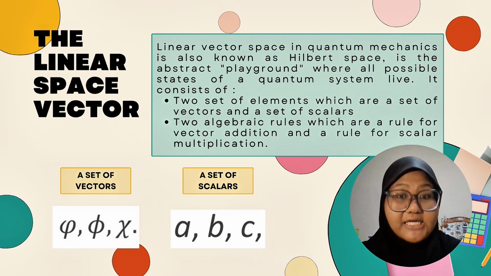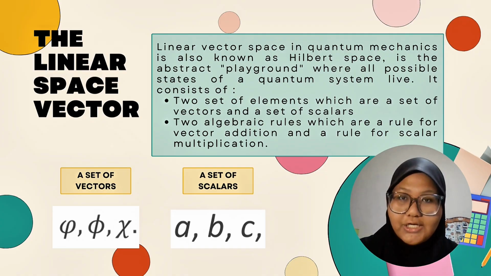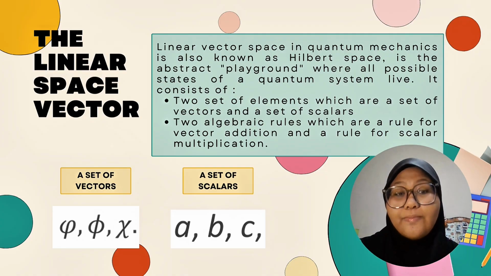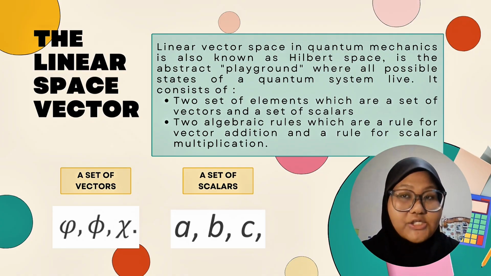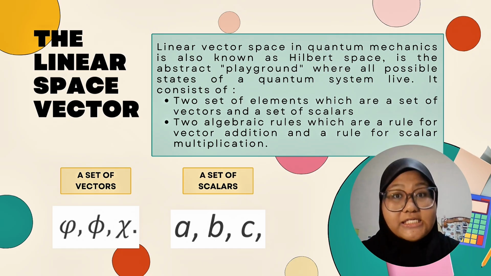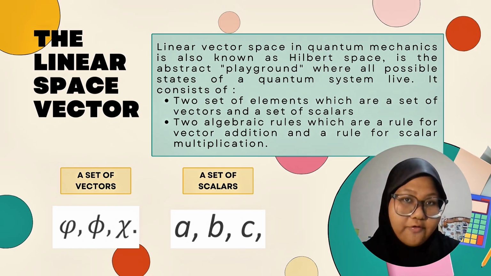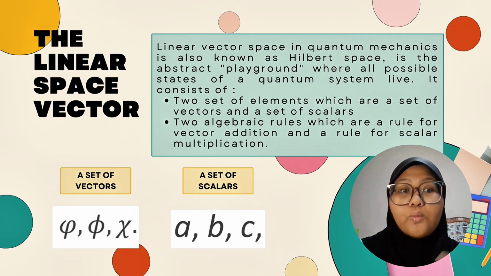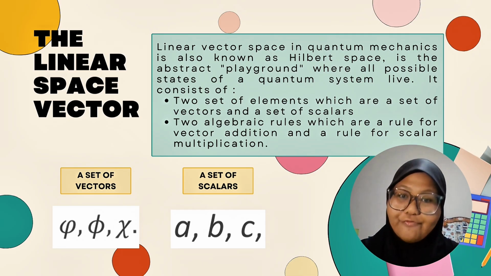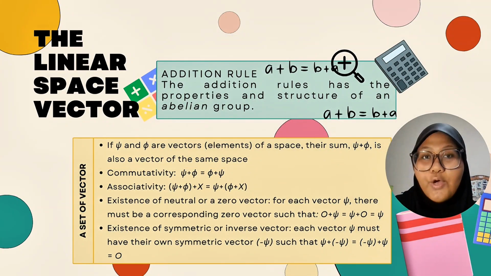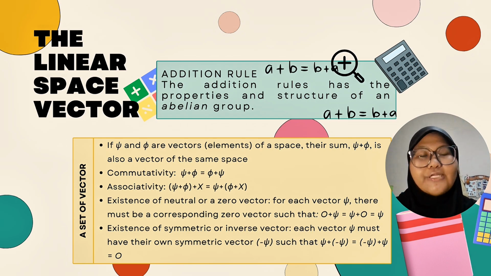Linear vector space, in quantum mechanics also known as Hilbert space, is the abstract playground where all possible states of a quantum system live. It consists of two sets of elements, which are a set of scalars and a set of vectors, and two algebraic rules, which are a rule for vector addition and a rule for scalar multiplication. Now we will move on to the addition rule for the set of vectors.